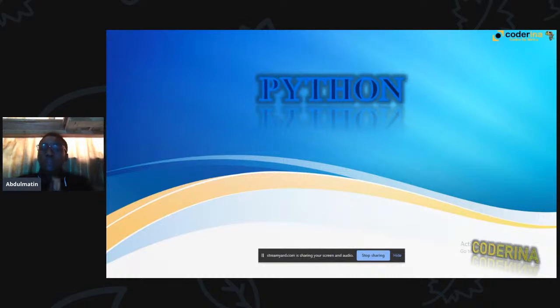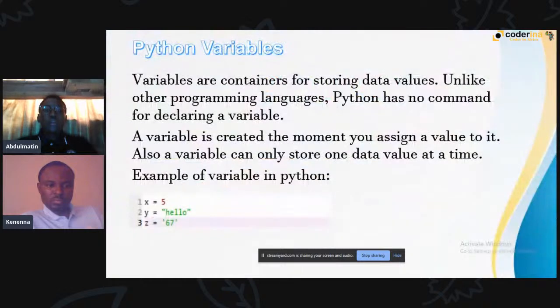You're formally welcome to the second class of Python by Coderina. So what is Python? What are Python variables? Python variables are containers for storing data values. Unlike other programming languages, Python has no command for declaring a variable.